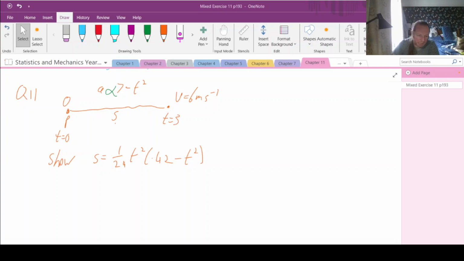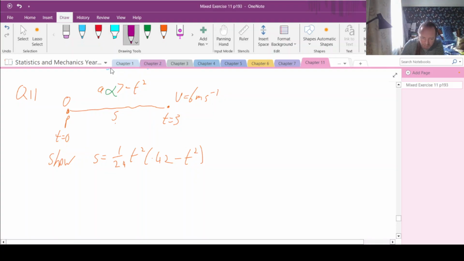Okay, Stats and Mechanics Year 1, Chapter 11, Question 11. Particle P moves along a straight line. Initially, P is at rest at point O. So velocity at P is equal to 0 meters a second at time equals 0.